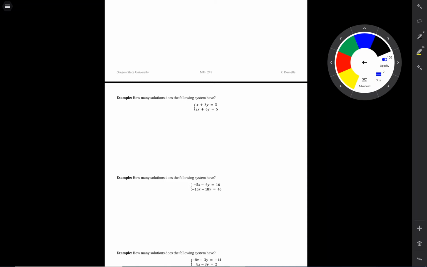There are other ways to solve this system. For example, we could also solve the first line for x and then use substitution, but I'm going to be multiplying this top guy by -2. When I do that, I get -2x minus 6y equals -6. And then on the bottom, I just have 2x plus 6y equals 5.